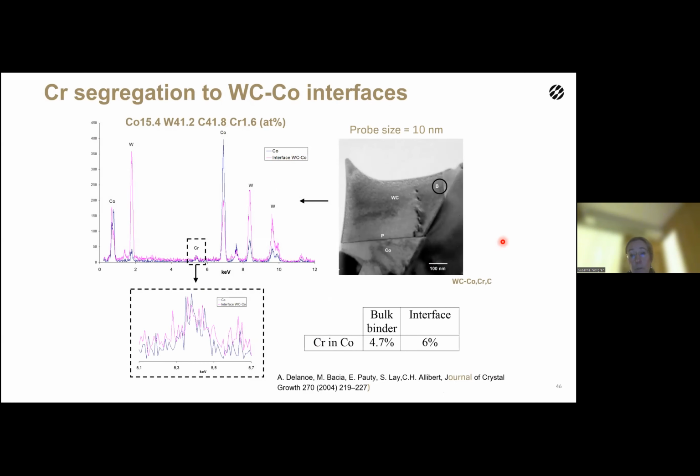But here you can see this layer. You can also do measurements of chromium in cobalt. If you do it in the bulk of the binder here and take the chromium to cobalt ratio, it's approximately 4.7%. While at the interface here, the ratio is much higher, it's 6%.